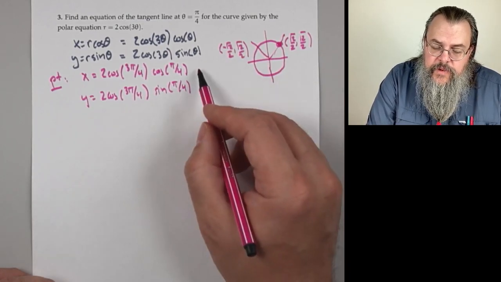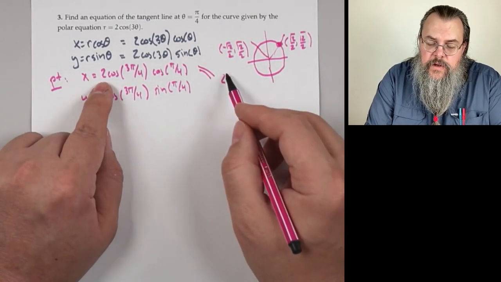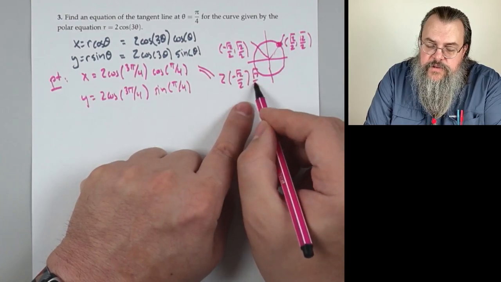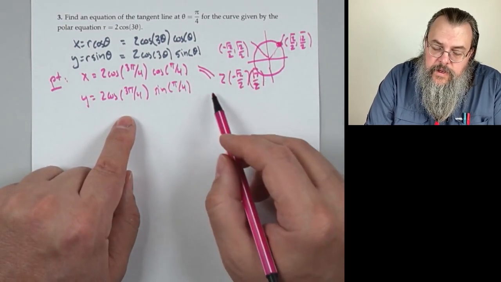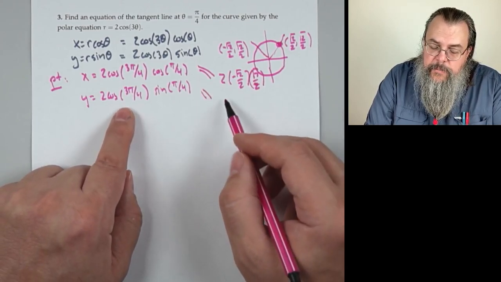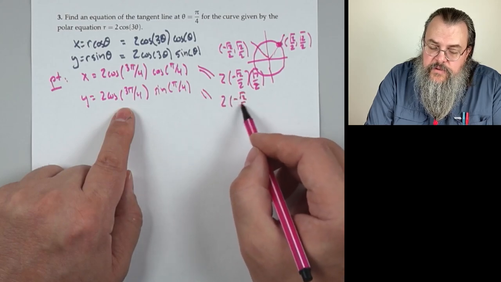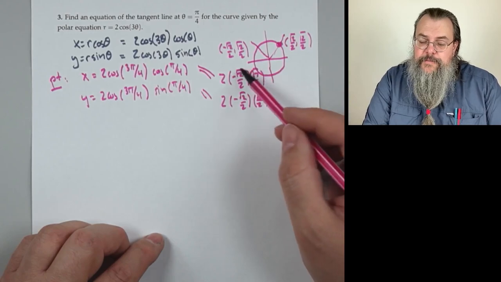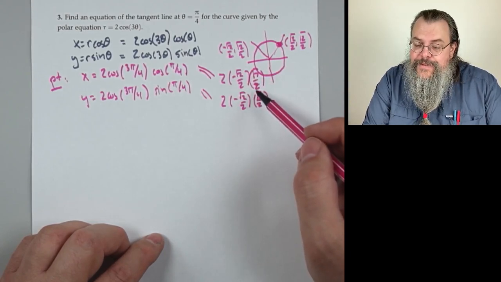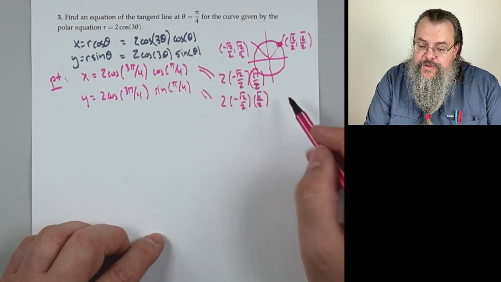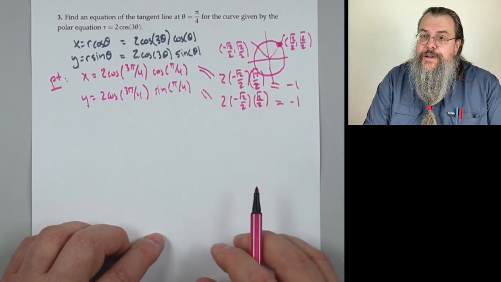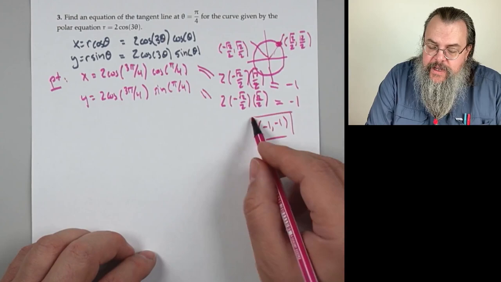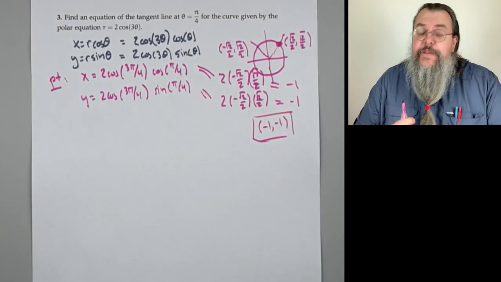So what do we end up with? Well, we're going to get 2, and then minus root 2 over 2, that's the cosine of 3 pi over 4, and then cosine pi over 4 is root 2 over 2. Y, well, what's that? It's 2 cosine 3 pi over 4, so that's 2, still minus root 2 over 2, and sine of pi over 4 is still root 2 over 2. Now, root 2 over 2 times root 2 over 2 becomes 2/4, also known as 1/2. There's a minus, so that's minus 1/2 times 2, gets us minus 1. Okay, so our point is negative 1, negative 1. So that's part of our answer. I'm putting a box not to say that's the final answer, but just to say that's important.